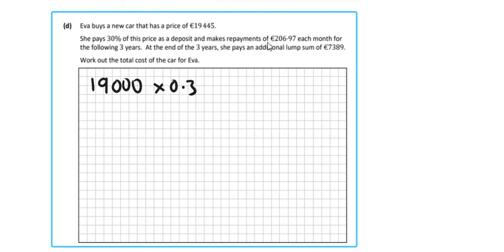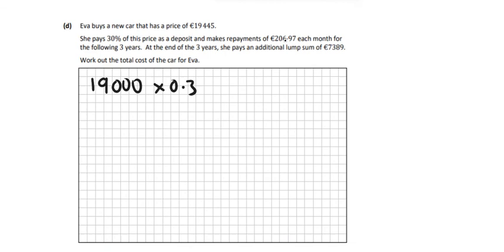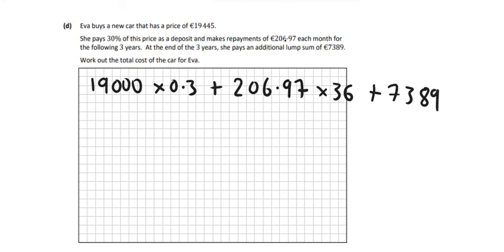Okay, and then she makes repayments of 206.97 per month for 3 years. So we have to add that on. In 3 years, there's 36 months. So she has to do 36 of these, 36 of 206.97. And then at the end of 3 years, she also pays a lump sum. So she has to pay another 7,389. So that's the total cost of the car.